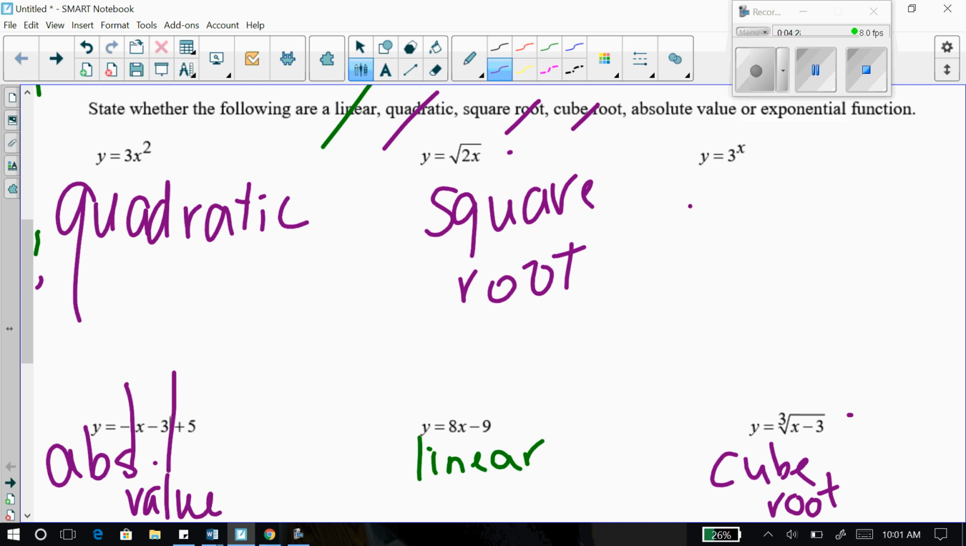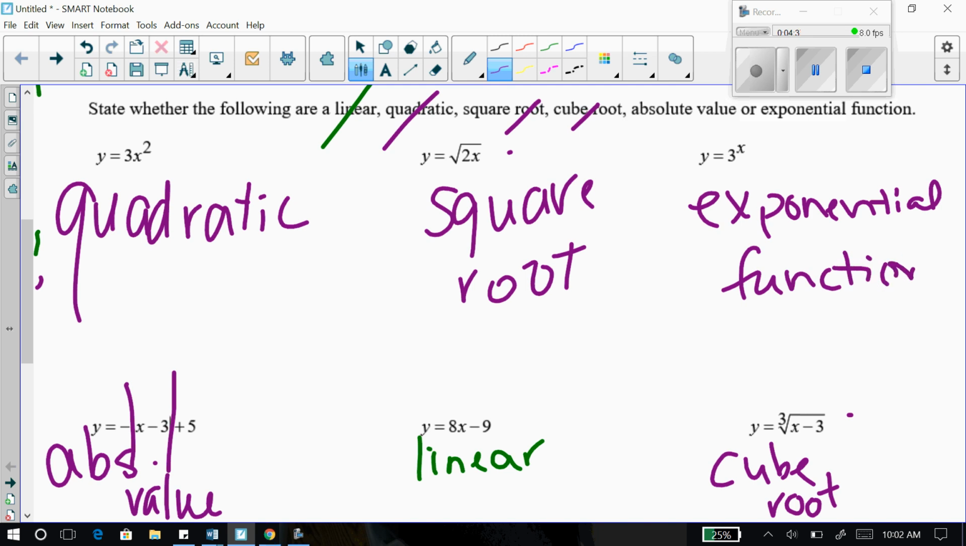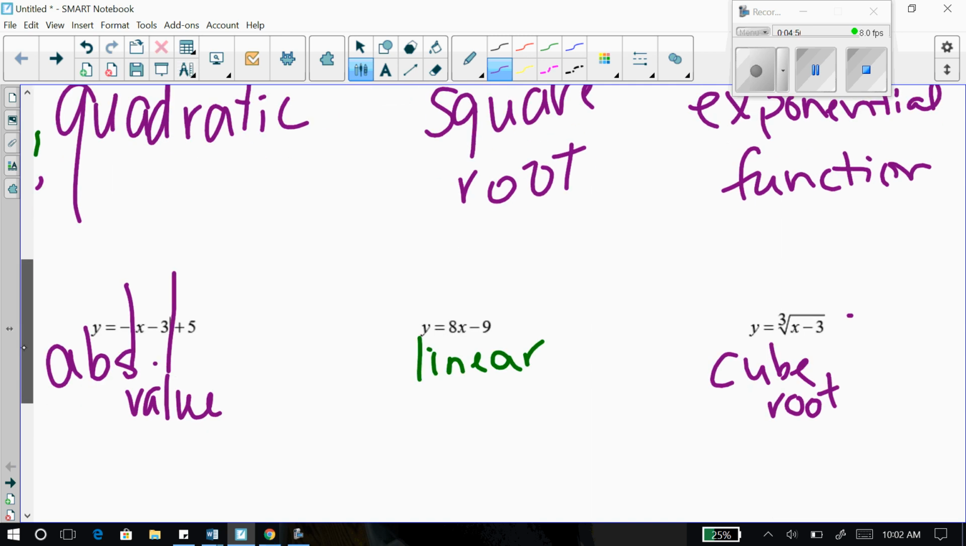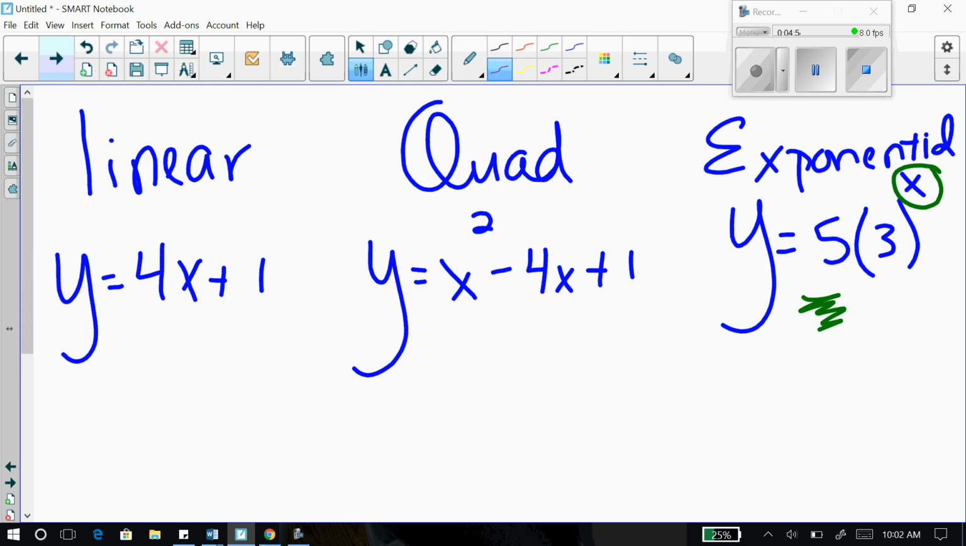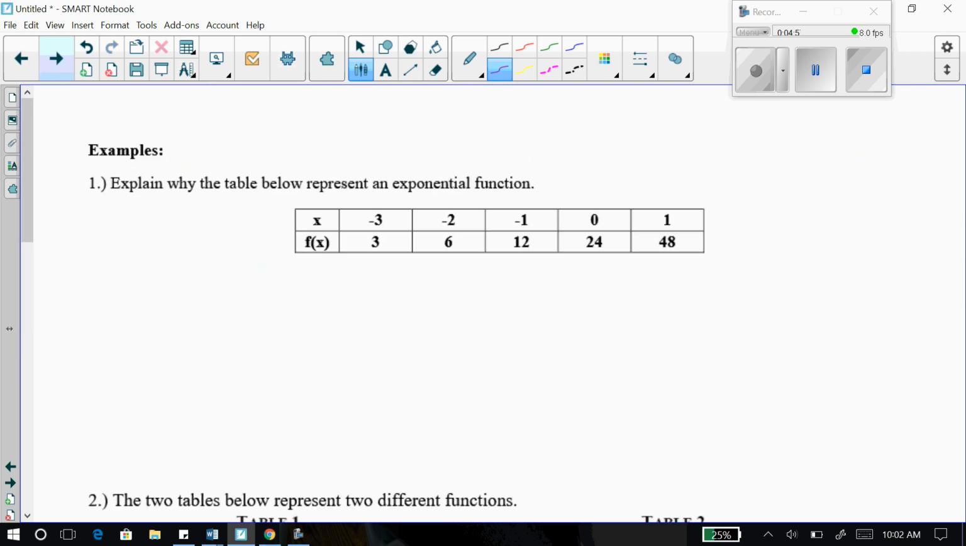And our newest one to the family here is our exponential function. And that's because our x is now in our exponent spot. All right, we're going to do some examples here today. The biggest thing we're going to focus on today is what makes something linear versus exponential.